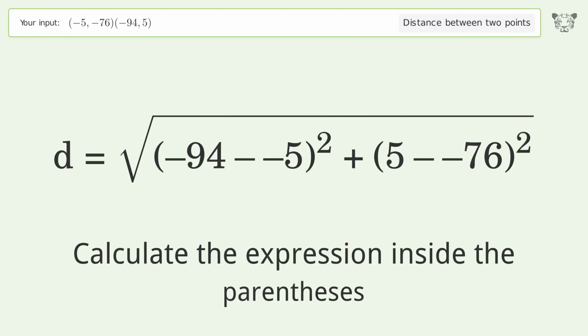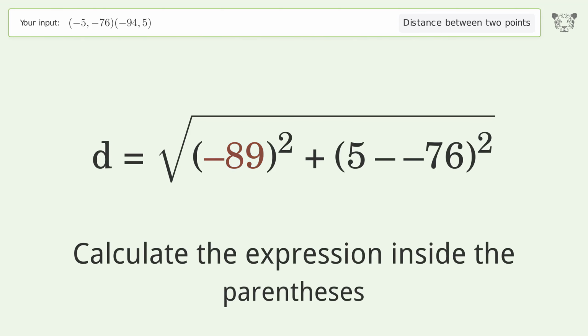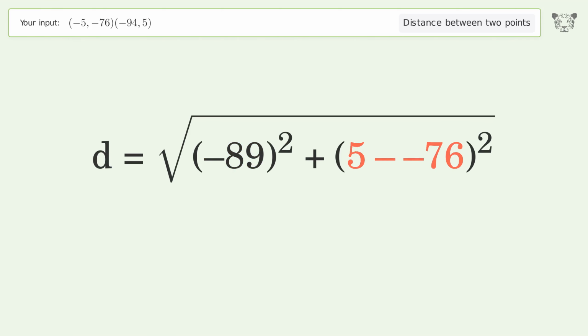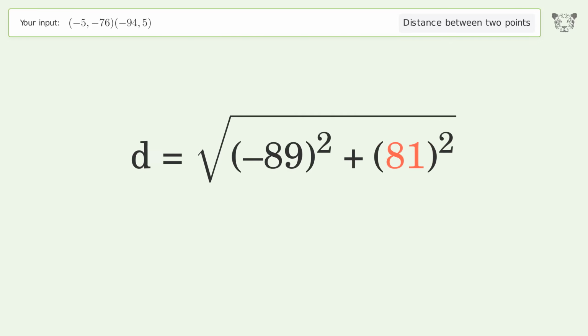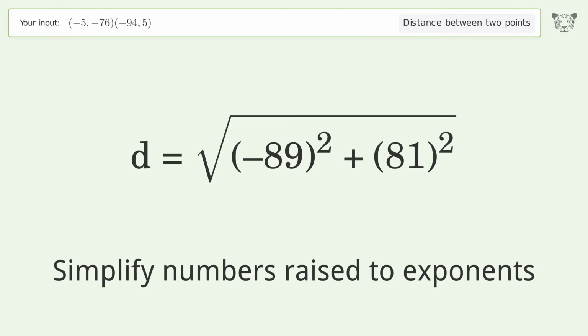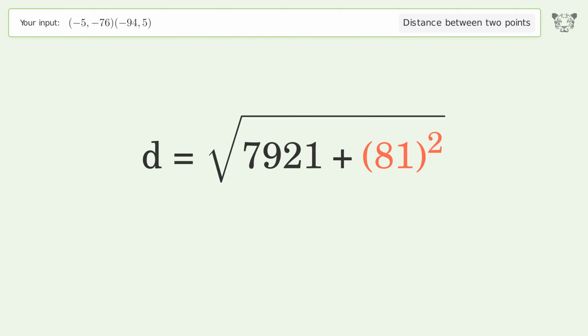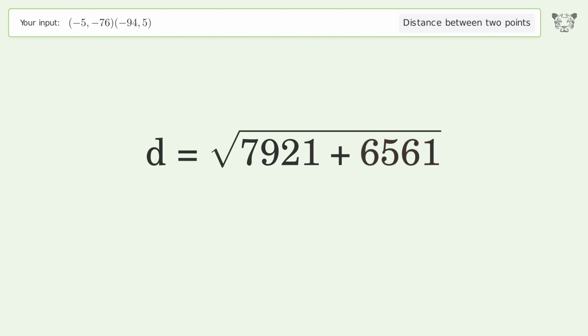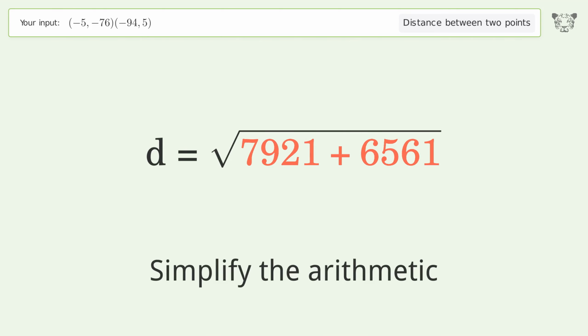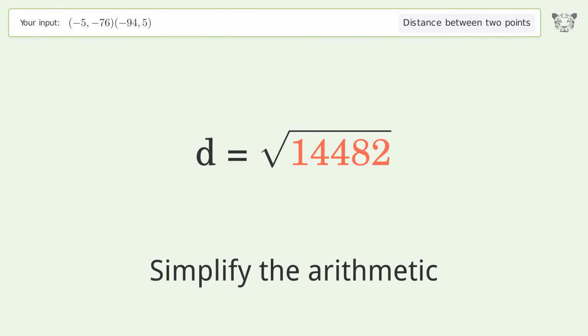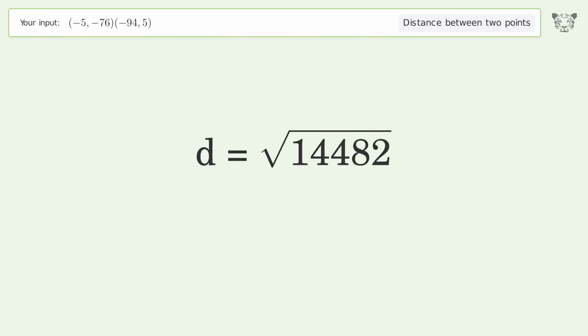Calculate the expression inside the parentheses. Simplify numbers raised to exponents. Simplify the arithmetic. And so the distance between the 2 points is the square root of 14,482, or 120.341.